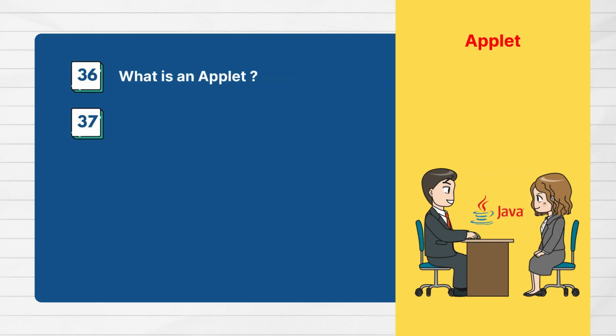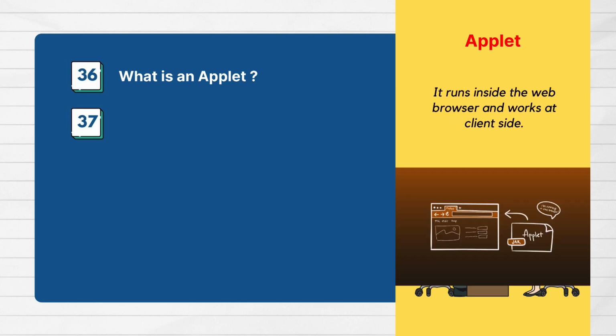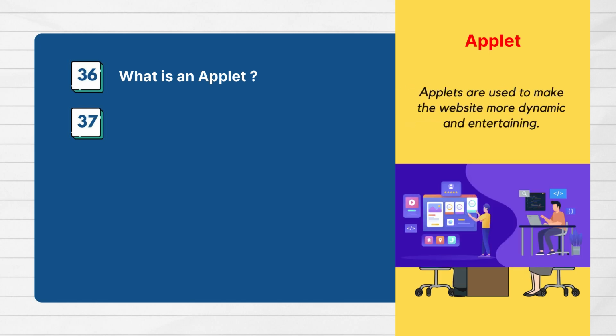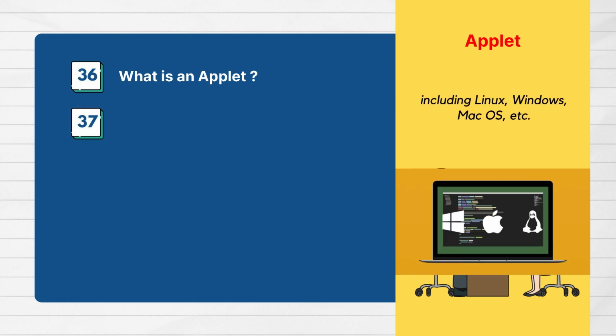What is an applet? An applet is a Java program that can be embedded into a web page. It runs inside the web browser and works at client side. Applets are used to make the website more dynamic and entertaining. It works on the client side, which means less response time. It can be executed by browsers running on many platforms, including Linux, Windows, Mac OS, etc.